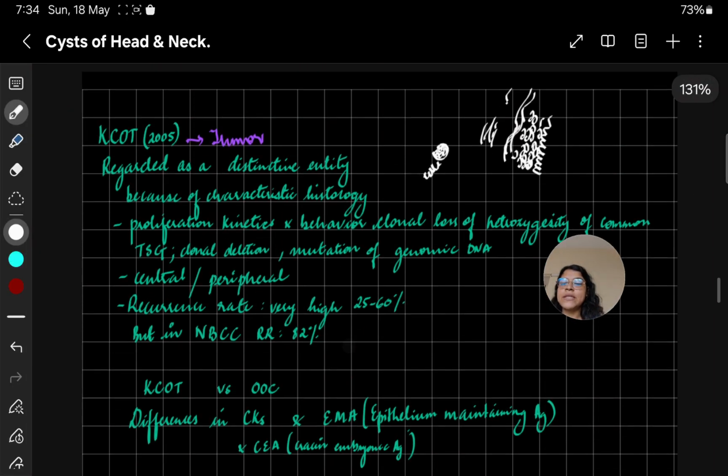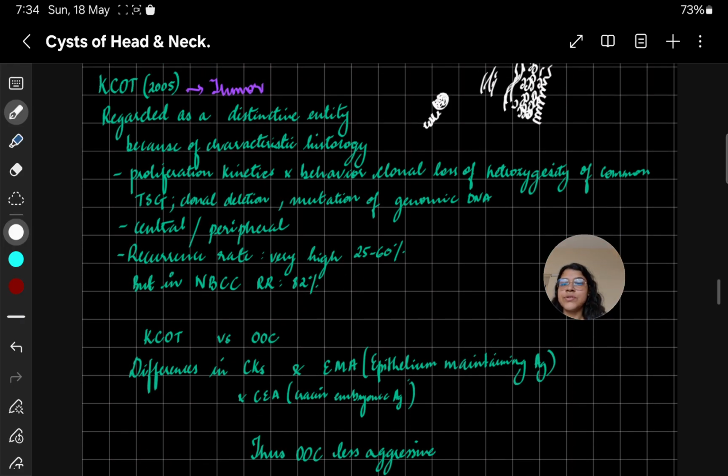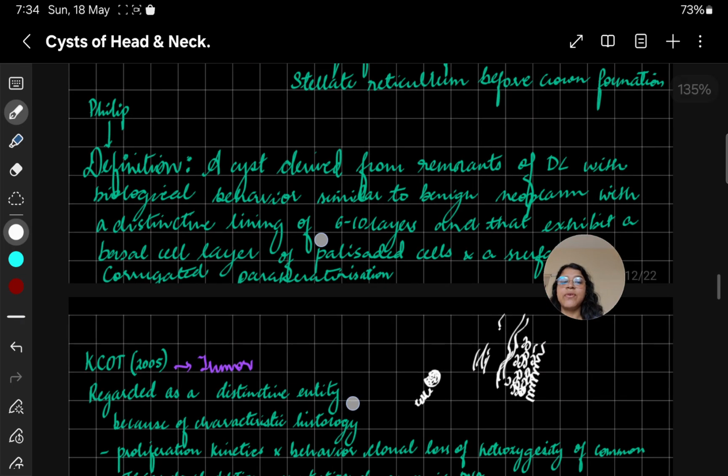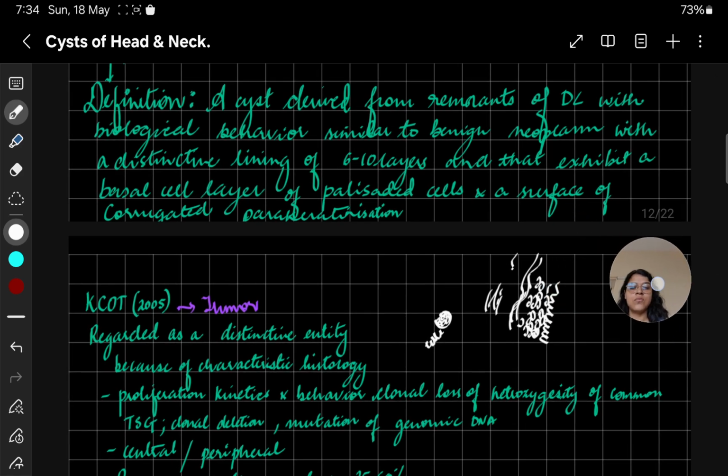In simple OKC, you don't see this behavior. Next, we move on. We'll reach the stage one this again. So, a cyst derived from remnants of dental lamina with biological behavior similar to that of a benign neoplasm, with a distinct lining of 6 to 10 layers that exhibits a basal cell layer, palisaded cells, and a surface of corrugated parakeratinization.